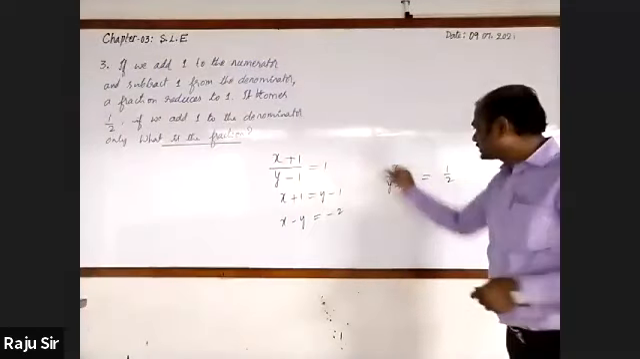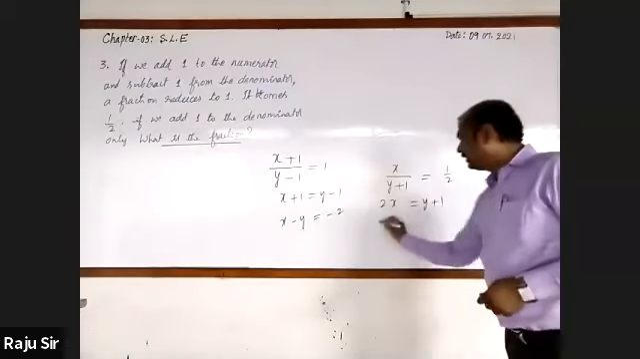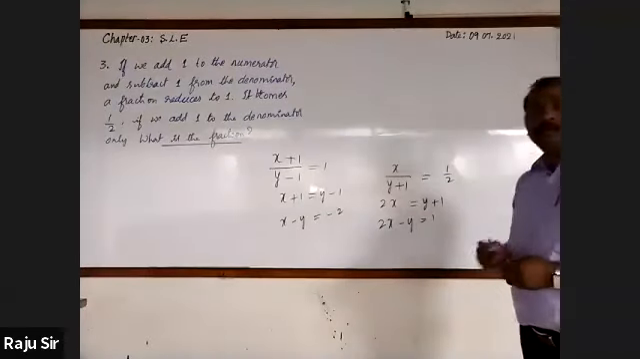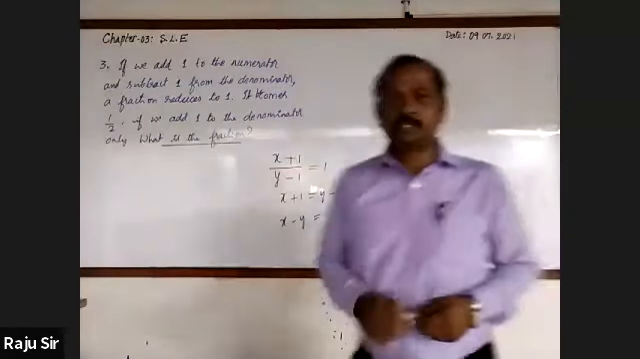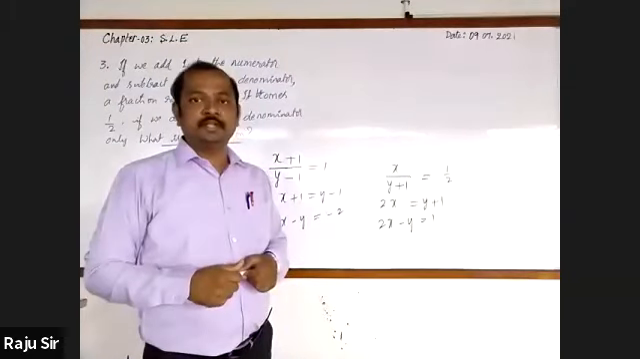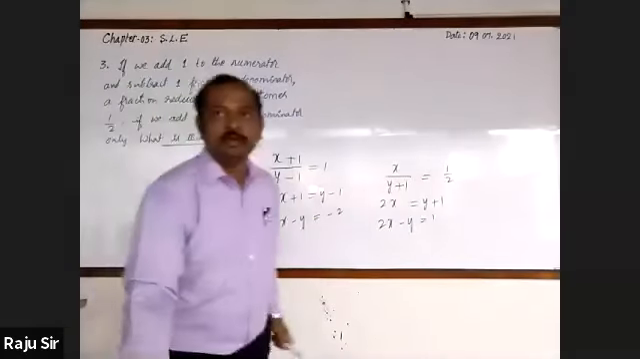Now go for cross multiply. It is 2x equal to y plus 1. Then the second equation will be 2x minus y equal to 1. Have you got it? Yes. So it is a simple statement. So now you can write it.